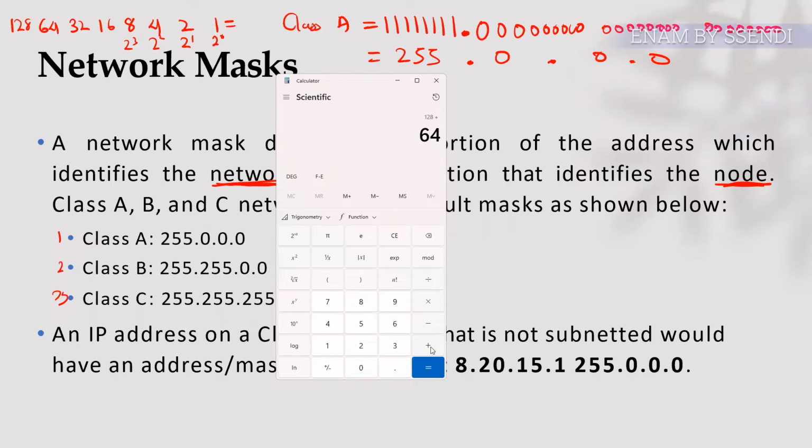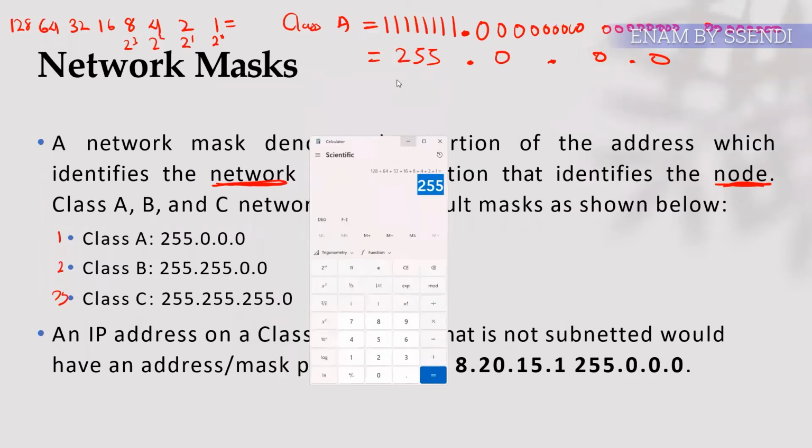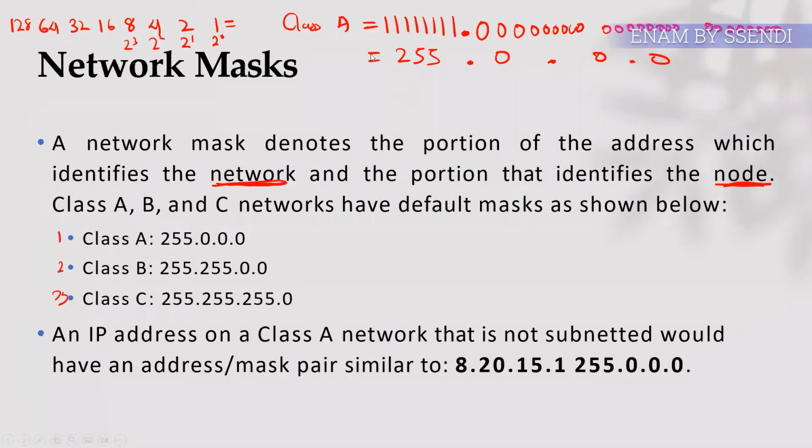And then we go ahead and add 32, and we add 16, and we add 8, and we add 4, and we add 2, and we finally add 1. We are going to arrive at the figure, which is what? 255. So meaning if all the bits are turned on, our figure here would be 255, and that is class A.